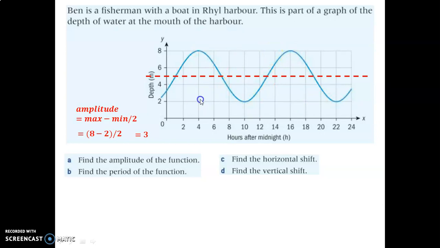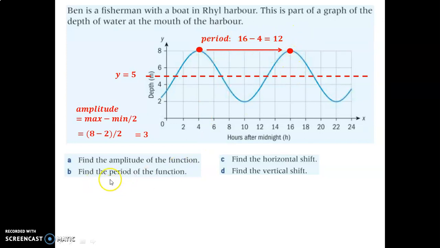What's the period for this one? Okay, let's check. I can begin here and go to here, and from there to there, the distance is 16 minus 4, that means 12 units to get across. Okay, so our period is 12.